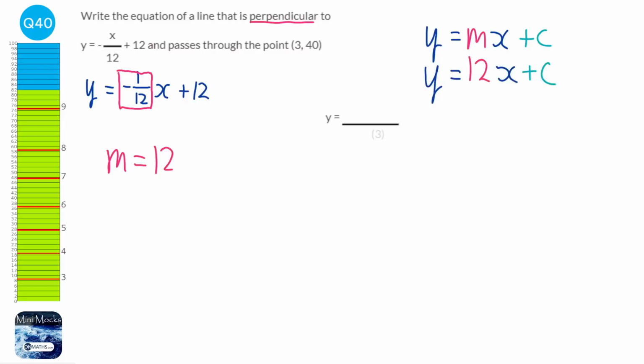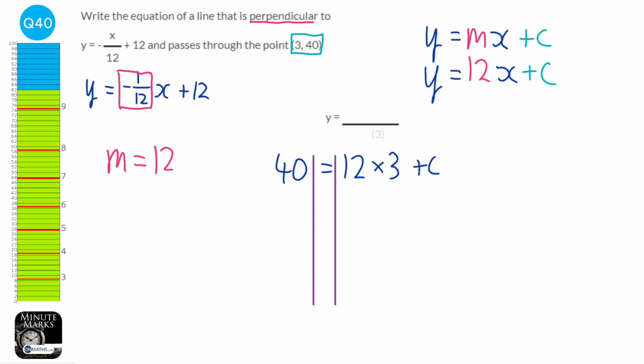To find the y-intercept, we're going to use the points given to us. So we've got x equals 3 and y equals 40 for a point on our line. We're going to substitute those into the equation we've got. So it's going to be 40 equals 12 times 3 plus c.